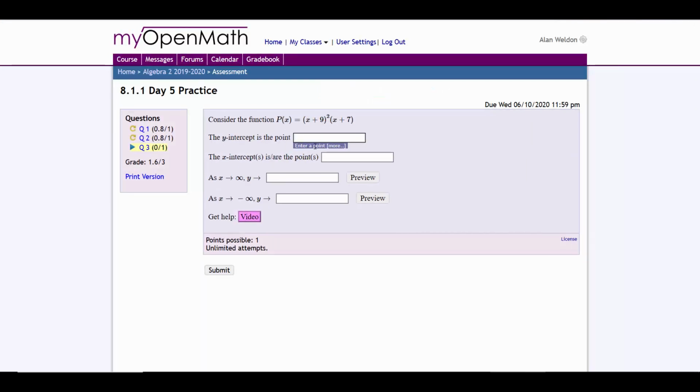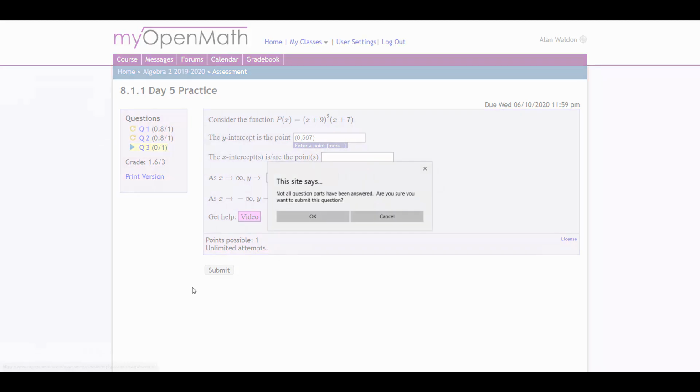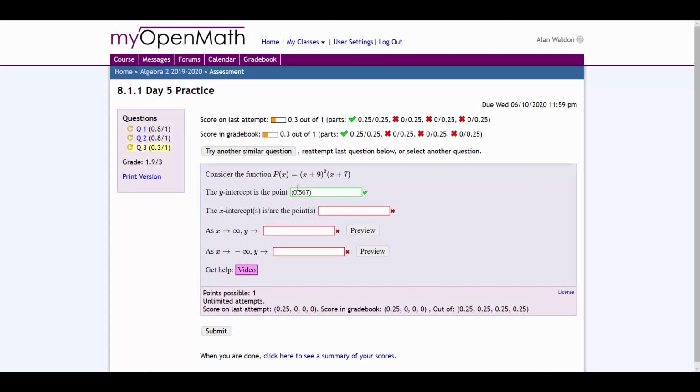Let's try it. So we got parentheses 0, comma 567, and I'll submit that and make sure I got my y-intercept correct. And sure enough, I did, right? And all I did there was I multiplied the numbers that were inside of the factors. Make sure you expand anything with an exponent first. All right, the x-intercepts are easy to find.